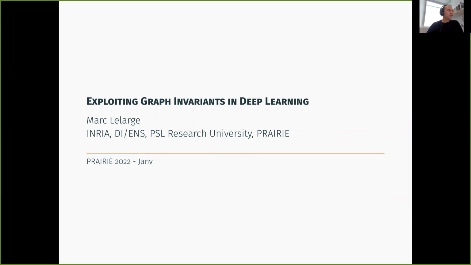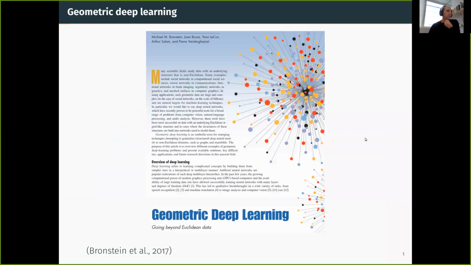I will be talking about exploiting graph invariants in deep learning. So the topic I will discuss today is part of what people call geometric deep learning.